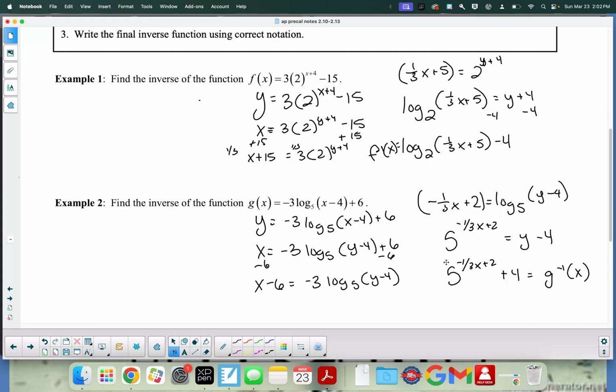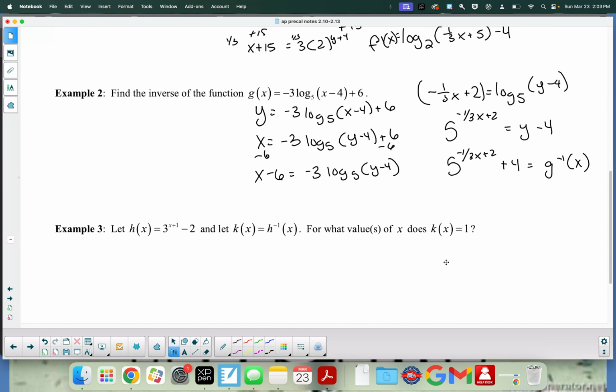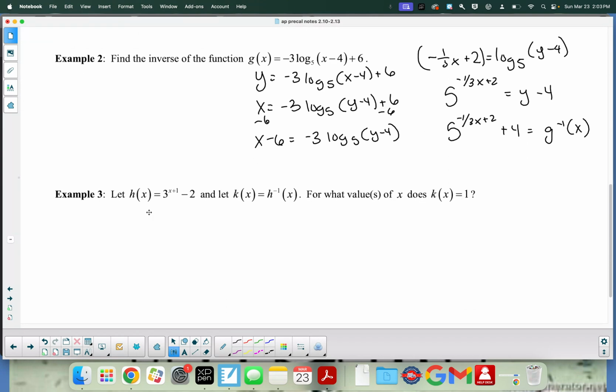Not too bad as far as that goes, and we could throw some stuff in there like find g inverse of 4, and you would know that that was an output from your original function, like all kinds of things that they can ask you to do with these inverses. And this is exactly what they're asking on this one. They're telling you that this is h of x and that k of x is its inverse. You don't even have to know how to write it. They're just telling you it's the inverse.